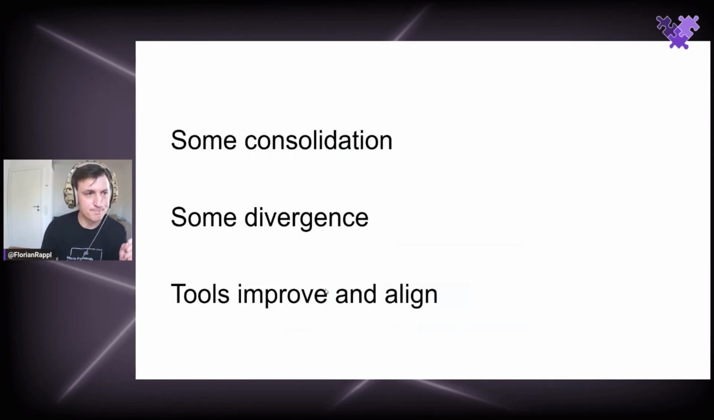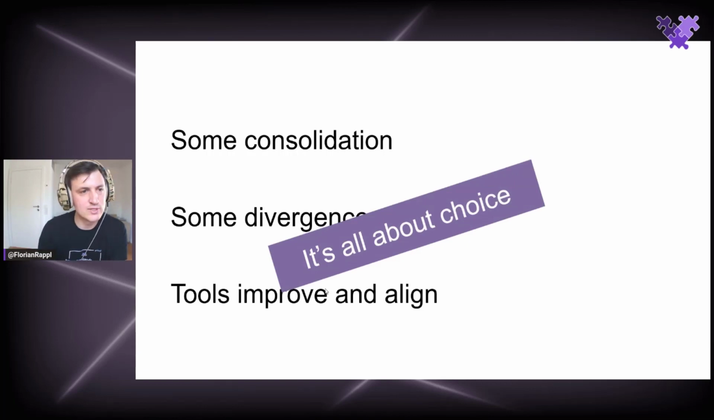So, in conclusion, what do we see here? Especially for the future, we see some consolidation in the tooling sector and in the framework sector. We see, of course, some divergence because some tools will be more specialized in certain areas, but that's fine. That's good because we also believe in choice, as mentioned. And we think that the tools will continue to improve together with the web standards, and the tools will also align, hopefully forming a better basis for everyone involved. And so it's all about choice.